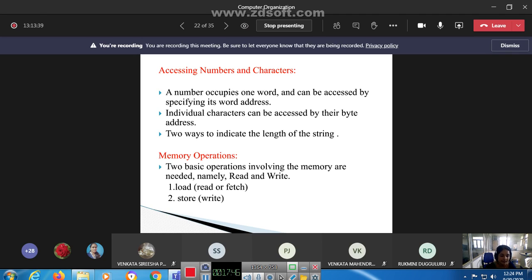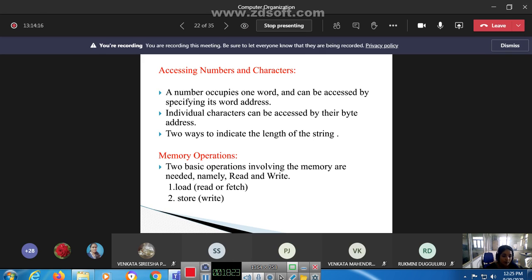In many applications it is necessary to handle character strings of a variable length. The beginning of the string is indicated by giving the address of the byte that contains its first character. The successive byte locations contain successive characters of the string.